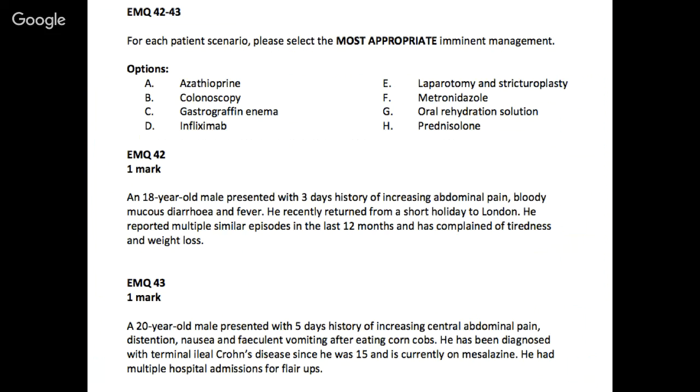So this is just a question from an exam, the faculty released exams, but we'll talk through it. There's an 18-year-old male who's presented with 3 days of history of increasing abdominal pain, bloody mucousy diarrhea and fever. He's recently returned from a short holiday to London and he's reported multiple similar episodes in the last 12 months and has complained of tiredness and weight loss. Okay. So what do we think this patient has?